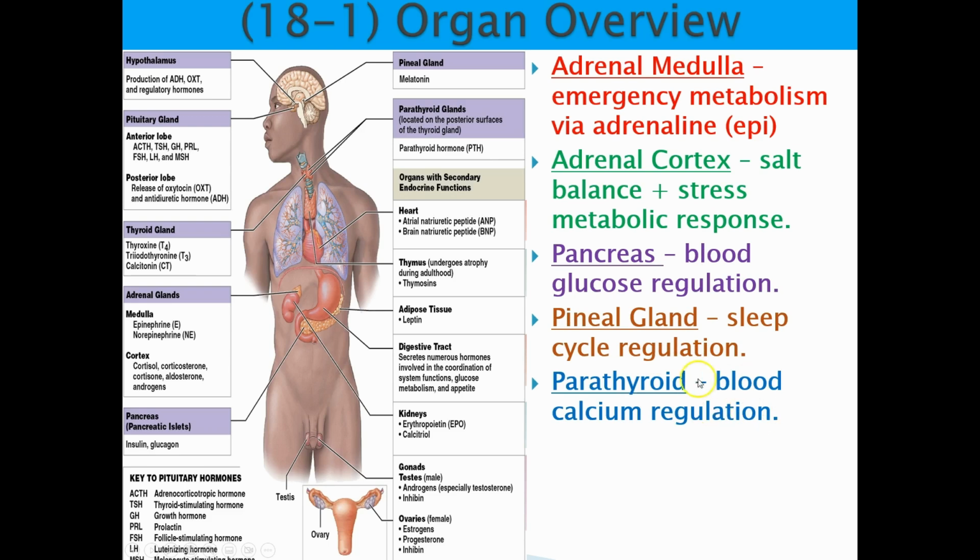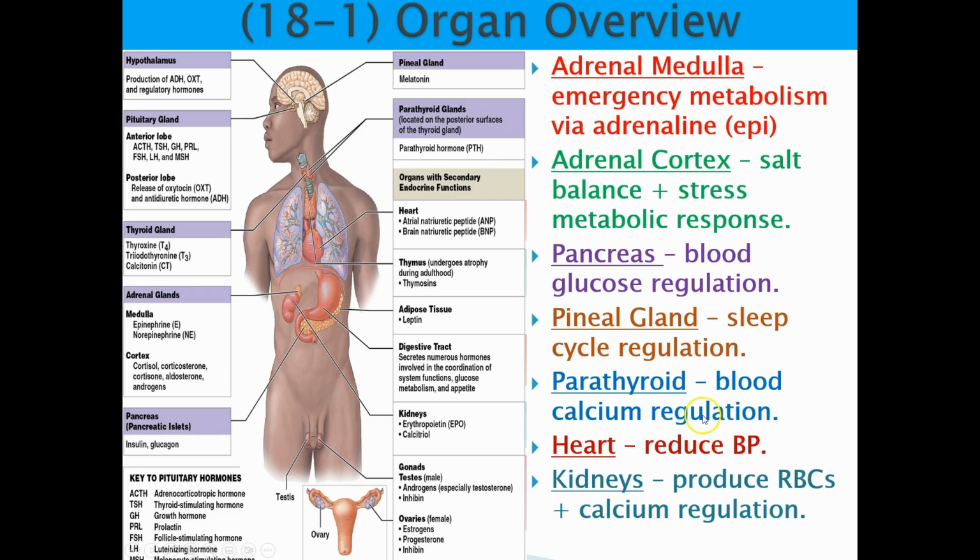Parathyroid, blood calcium regulation. It helps increase the amount of calcium in the bloodstream. It does so by stimulating the osteoclast, and it does so by stimulating the reabsorption of calcium at the kidneys. Heart is going to secrete BNP or ANP. Those are also called natriuretic peptides, which we get to later in the class. But again, it's the only hormone that reduces blood pressure, and I guarantee you I will be asking that several times. Which of the following hormones reduces blood pressure?